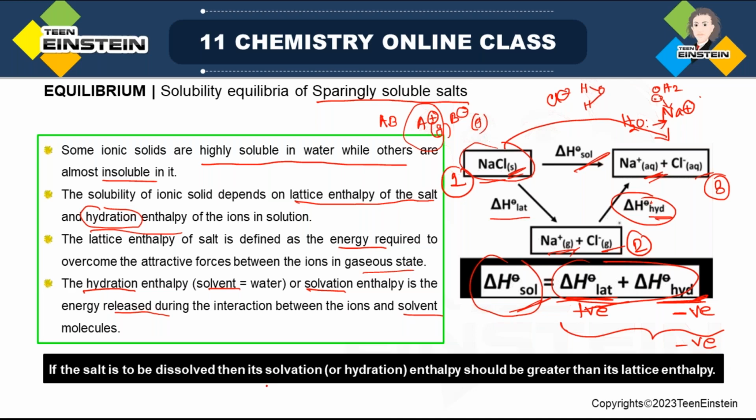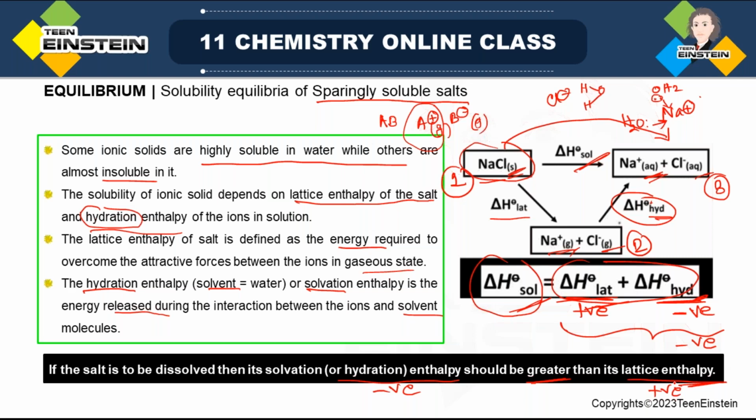So if the salt is to be dissolved in the solvent, that is water or any other solvent, mostly water, then its solvation enthalpy or hydration enthalpy should be greater than lattice enthalpy. That means here we are focusing on the numerical value. The numerical value for hydration enthalpy should be greater than the numerical value of lattice enthalpy, because this is negative. So if its numerical value is high, obviously the overall change in the enthalpy will be negative, and in that case the salt will be soluble, otherwise it will not be soluble. Okay.